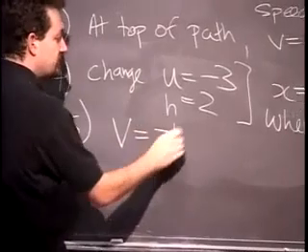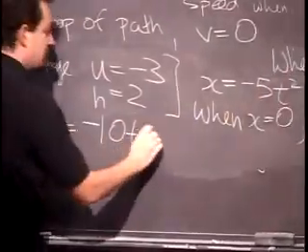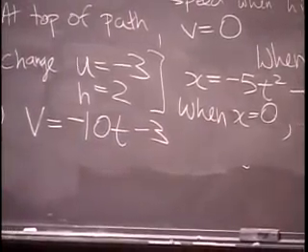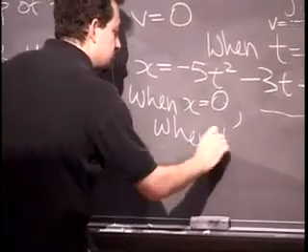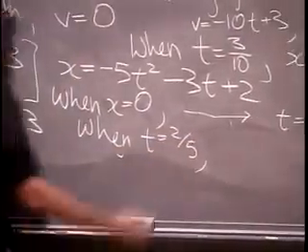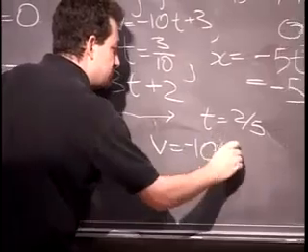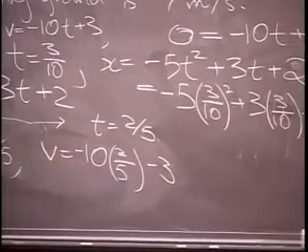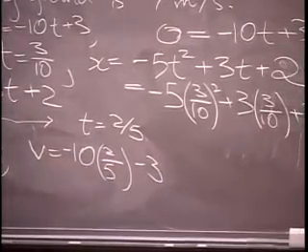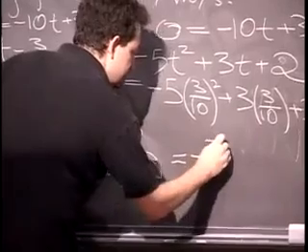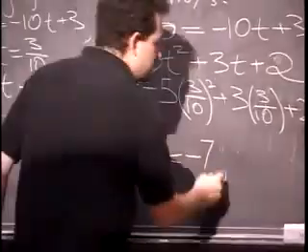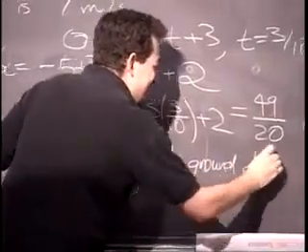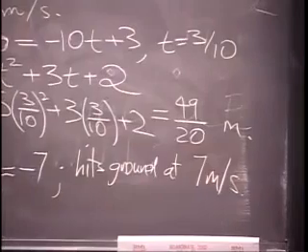And for the fifth part, v is now the derivative of x, which is minus 10t minus 3. When t equals 2/5, v is minus 10 times 2/5 minus 3, and if you work that out, you get minus 7. So once again, it hits the ground at 7 meters per second. It's negative, of course, because it's going down.